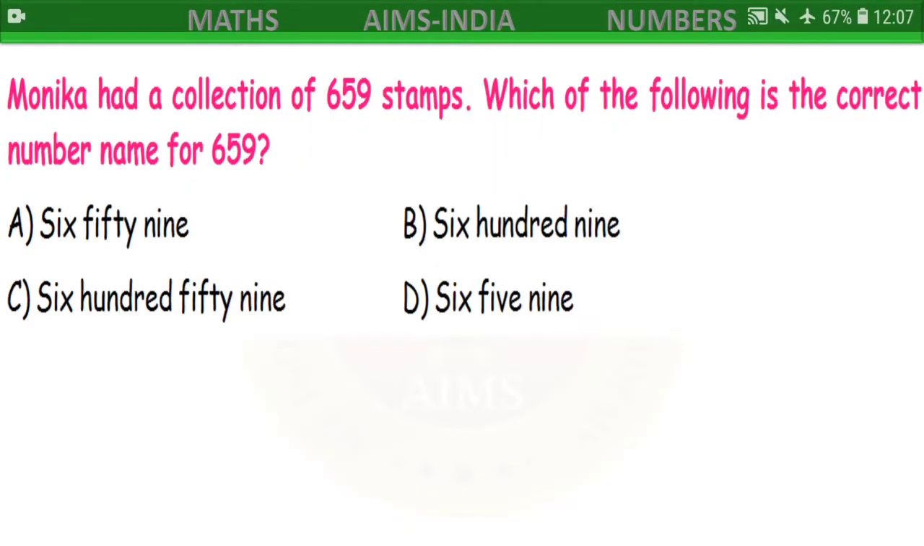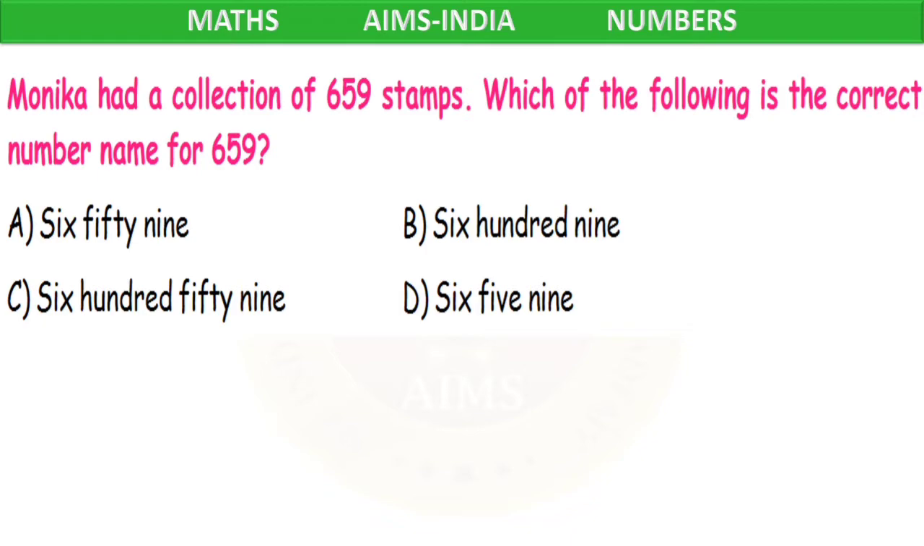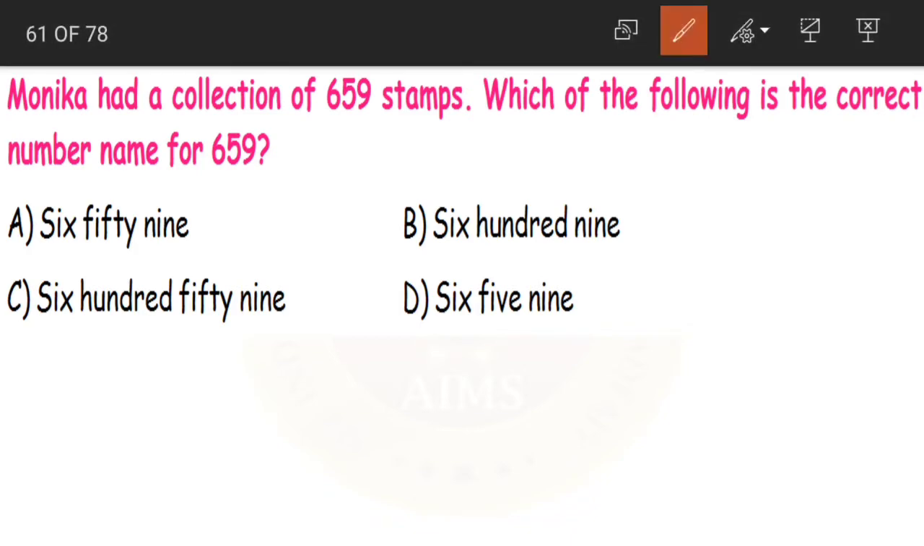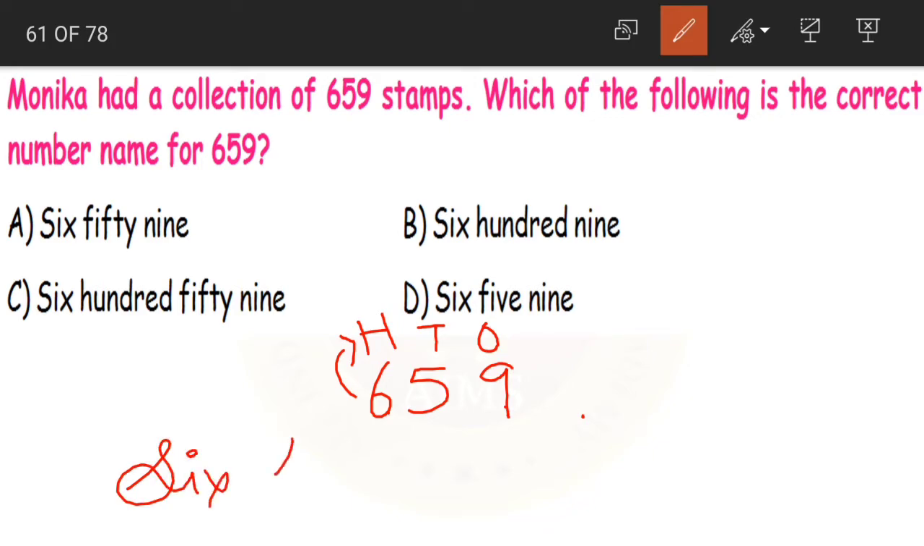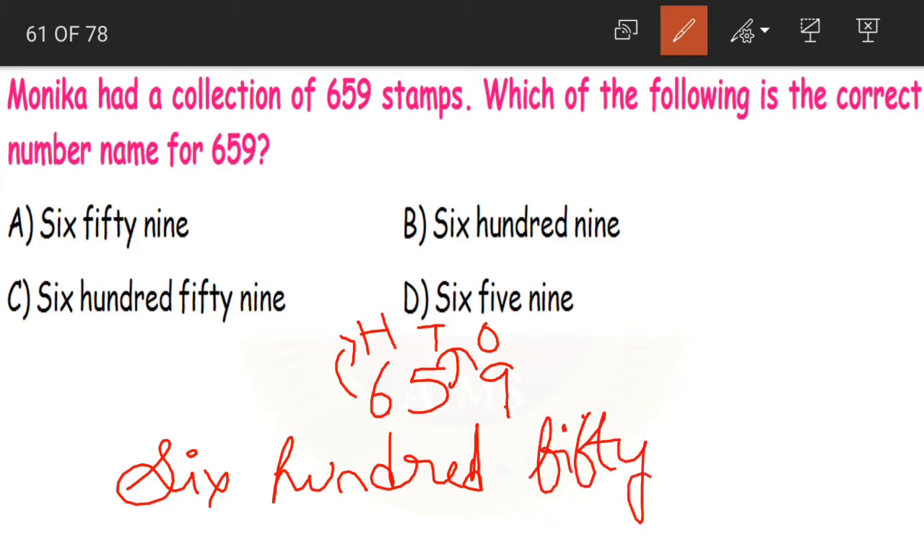Okay, children? Next question. Monica had a collection of 659 stamps. Which of the following is the number name for 659? Now how to write the number names, children? First write the number and then write the places on top of them. Coming to the first digit, 6 is in hundreds place. So what does it become? 600. Now 5 is in tens place. So what will we call it? 50. 9 is in ones place, so it will be 9 only.